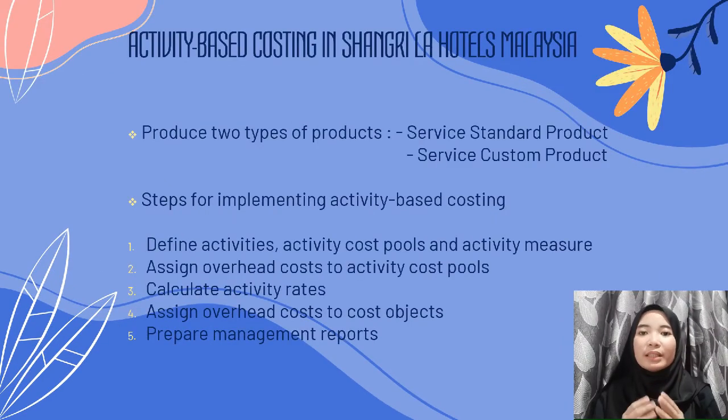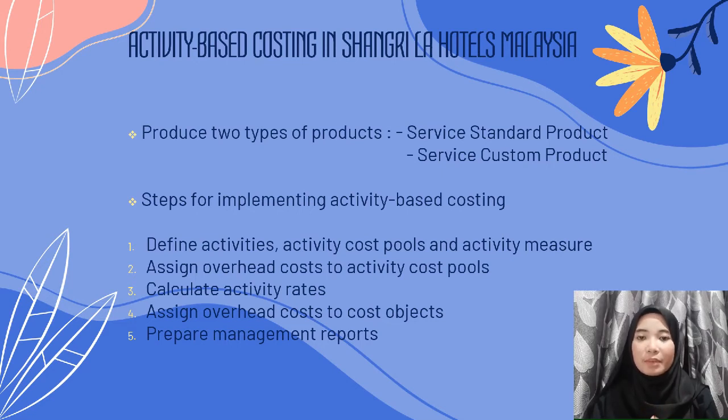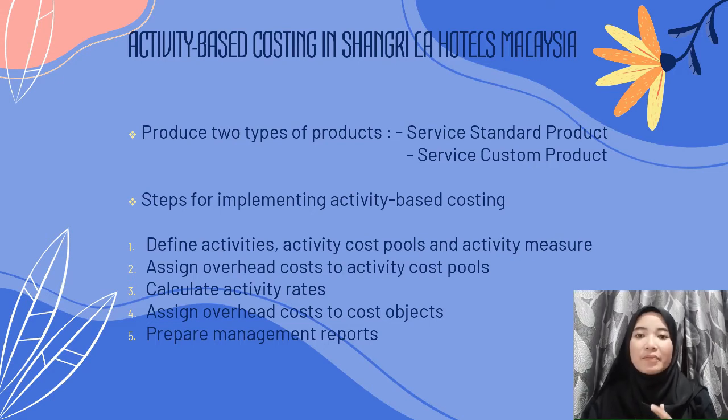So now, I will give further explanation about the implementation of activity-based costing in the hospitality industry by using the sample of Shangri-La Hotels Malaysia. Shangri-La Hotels Malaysia markets two types of products, which are standard services product and custom services product. Standard product is a lot simpler than custom product, so Shangri-La Hotels Malaysia produces standard product in large batch sizes compared to custom product, which is produced in smaller batch sizes.